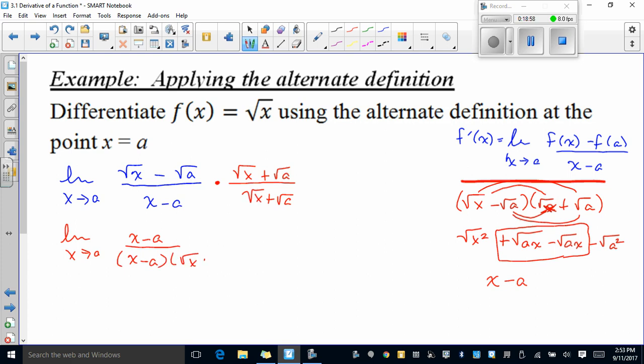So now I'm left with the limit as x approaches a of 1 over square root of x plus square root of a. Now I can plug that a into x. So I have 1 over square root of a plus square root of a, which gives me 1 over 2 square root of a. So this is not f prime of x, this is f prime of a.